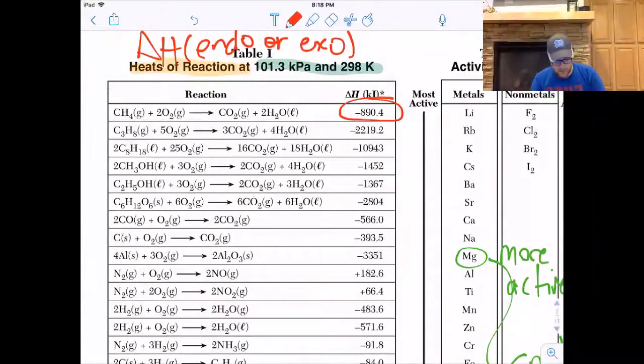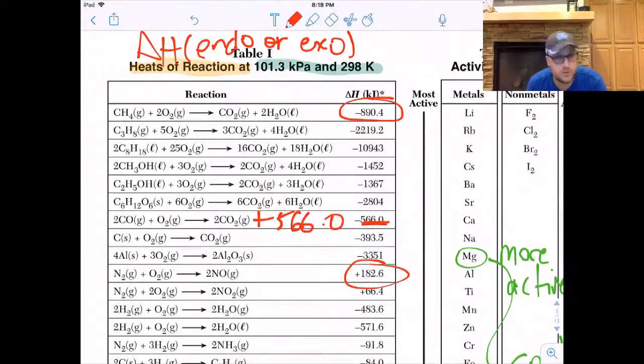aka positive delta H. Now keep in mind, even if it's negative, when you put it in your reaction, you will still put it on the right side with a plus sign. And I know that's confusing, and I know at least a few students in my class like to put subtraction signs in chemical reactions. Never do that.